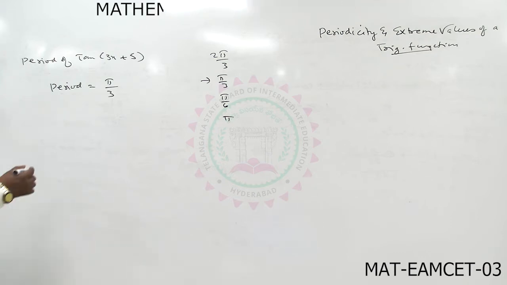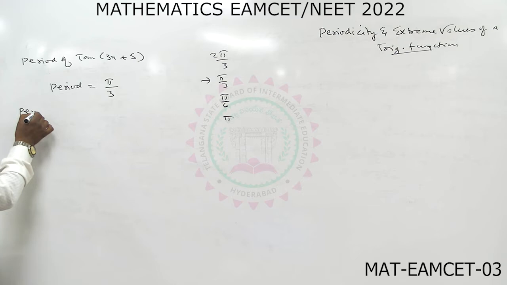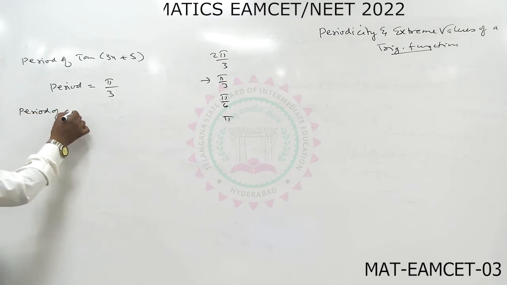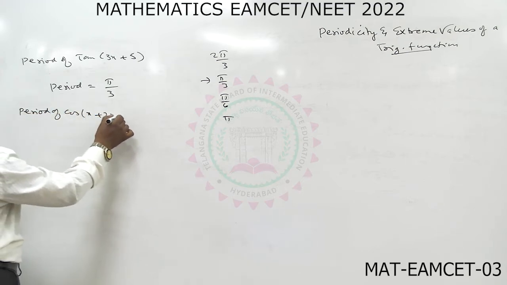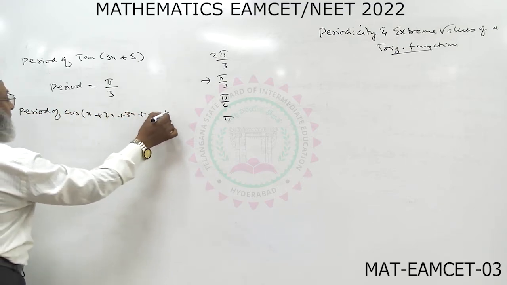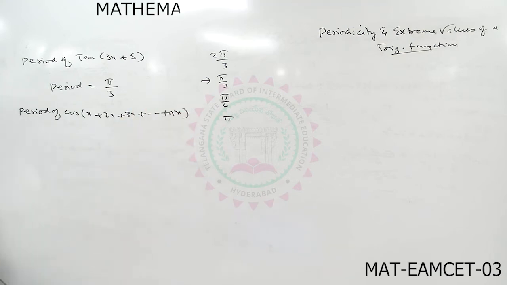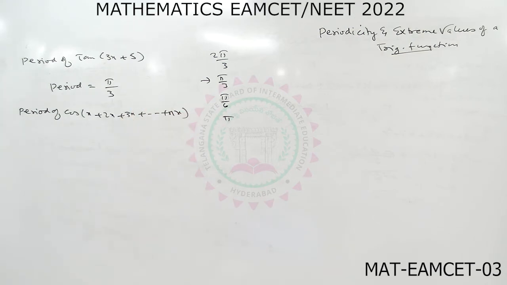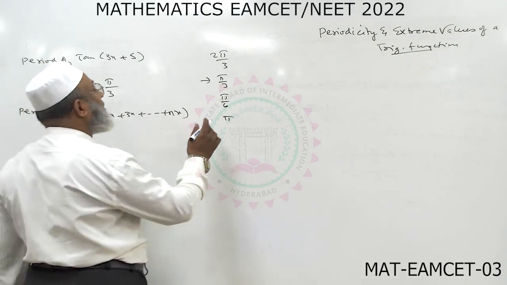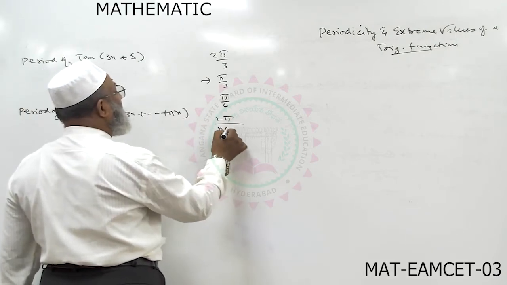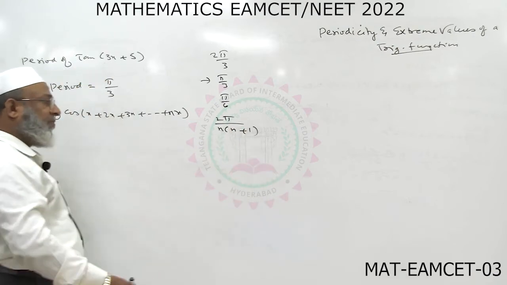Period of cos x plus cos 2x plus cos 3x up to cos nx is equal to? First option: 2 pi by n of n plus 1.